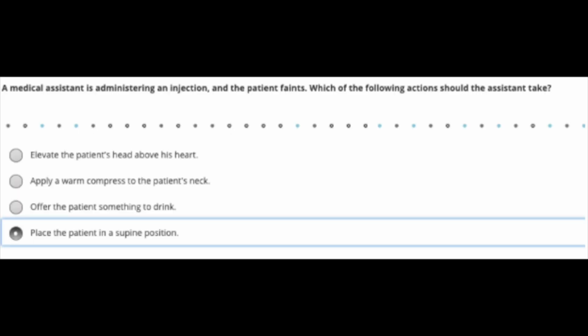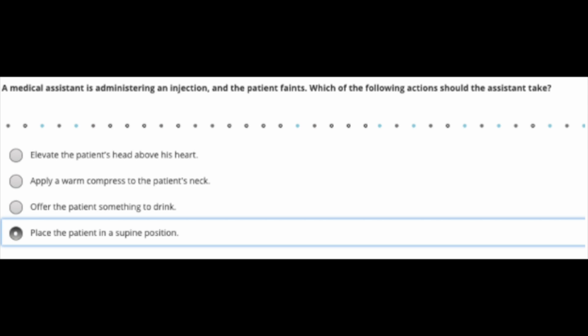Next question, a medical assistant is administering an injection and the patient faints. Which of the following actions should the assistant take? If somebody faints, hold on, let me read the answer choices and then I'll go into my explanation. A, elevate the patient's head above his heart. That is wrong. You should not move the patient's head. If anything, you elevate their legs above their heart. B, apply a warm compress to the patient's neck. Do not do that. You always want to apply a cool compress to their neck, okay?